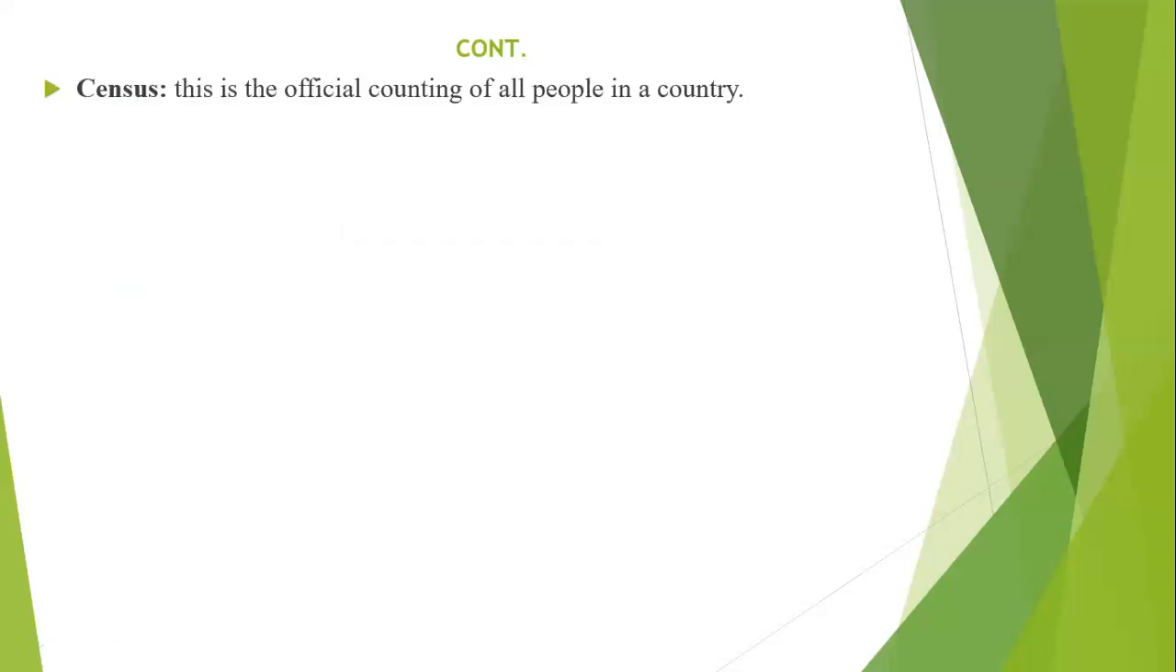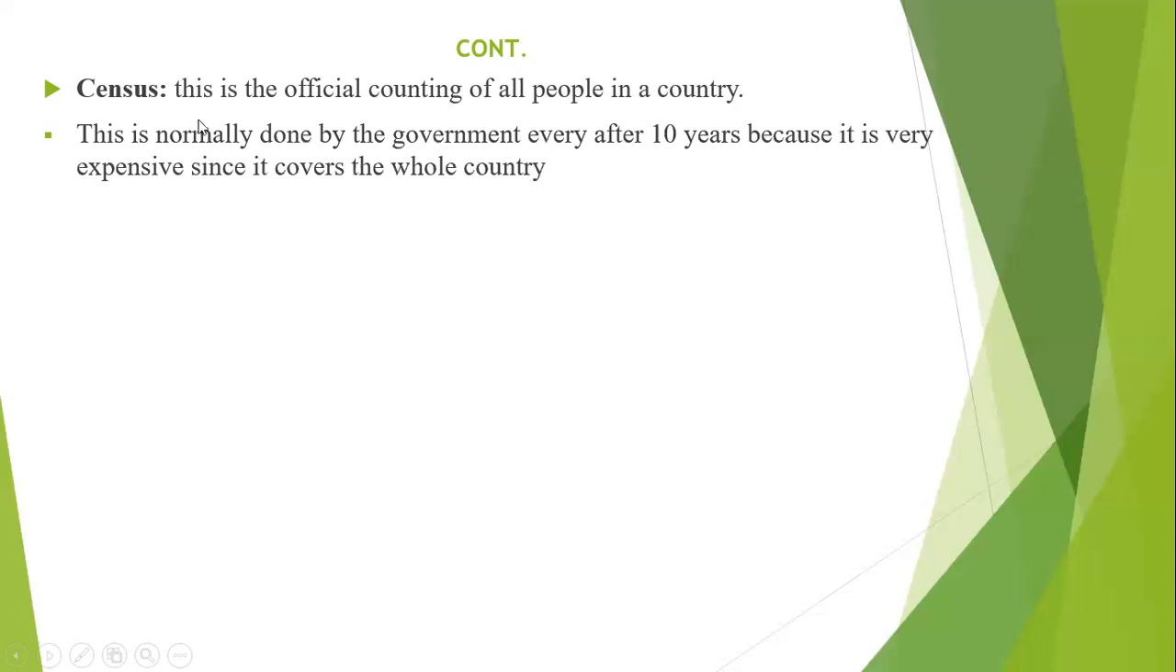Now, census is something that we cannot avoid to talk about, much as we are discussing population in general. Census is simply the official counting of all the people in a country. This is normally done by the government every 10 years in Zambia, for example, because it is very expensive since it covers the whole country. You cannot be conducting a census every year because it's a very expensive exercise. That's why in Zambia, we conduct it every 10 years.